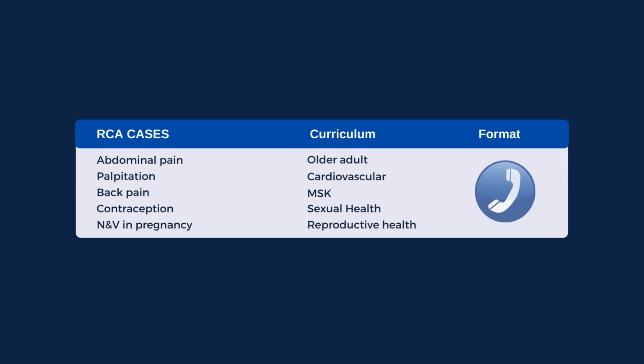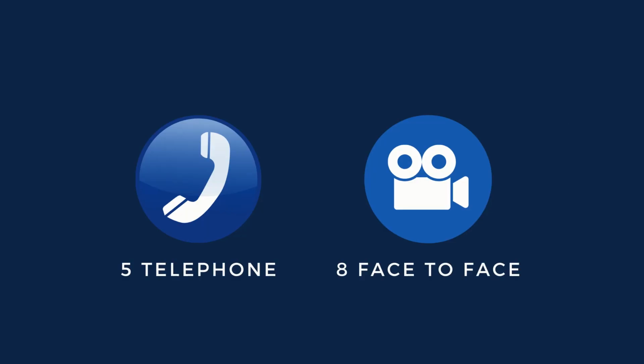My 5 audio recordings included abdominal discomfort. This was my over 65-year-old case, palpitation, back pain, contraception, and nausea and vomiting. This was my reproductive health case. There are cases that are more appropriate to be dealt with over telephone than face-to-face consultation. If a case can't be dealt with over telephone, then a face-to-face consultation may be more appropriate.